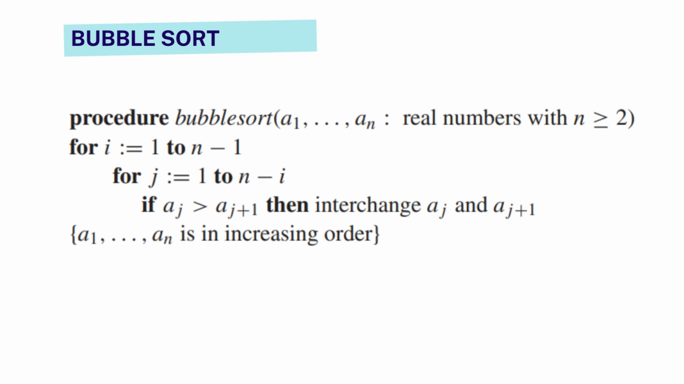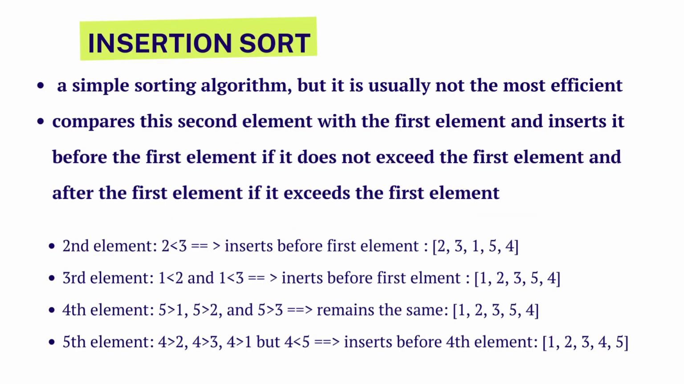Now let's move on to insertion sort. What is insertion sort? Insertion sort is also another simple sorting algorithm, but again, it is not the most efficient. But it is slightly better than bubble sort. Let's see how it works. We compare the second element with the first element, and if they are not in the right order, we put the second element in front of the first element. Then we move on to the third element and do the comparison.